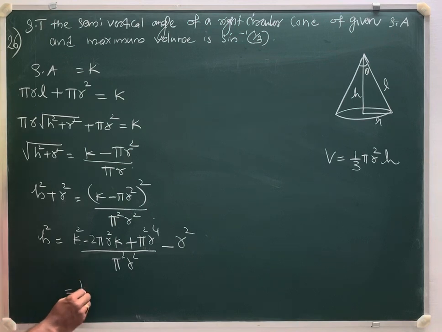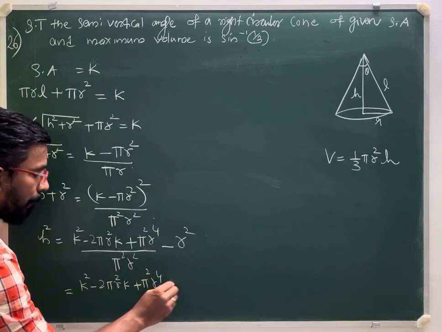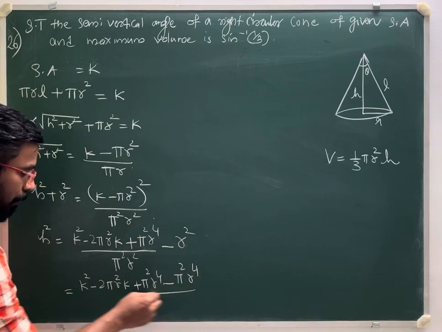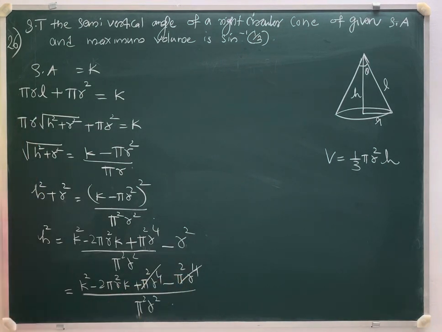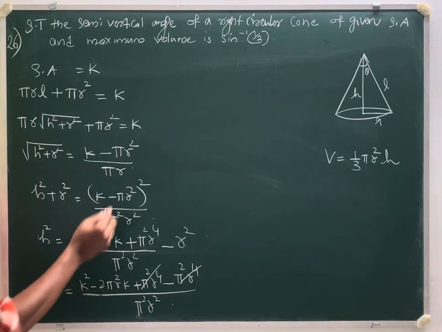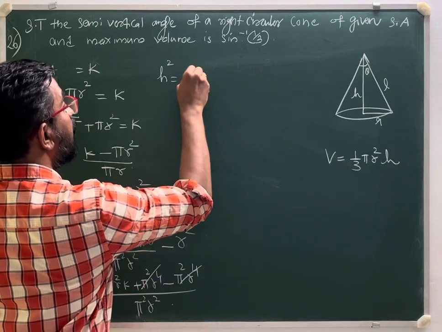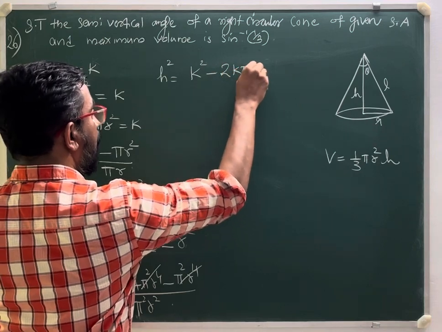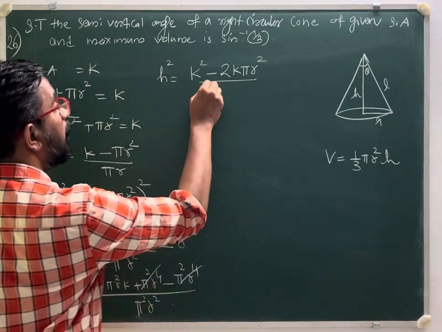Now let me take LCM. So k square minus 2 pi r square k plus pi square r power 4 minus, when you take LCM, it will become pi square r power 4 by pi square r square. This gets cancelled. Now only left is this thing. So h square is equal to k square minus 2k pi r square divided by pi square r square.